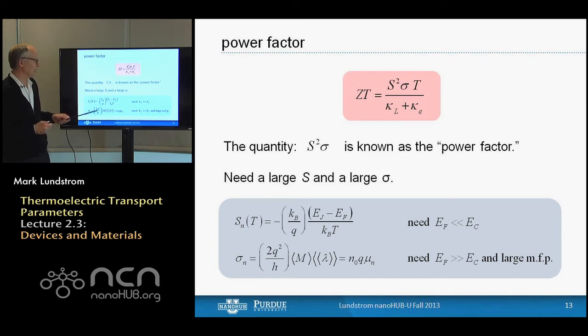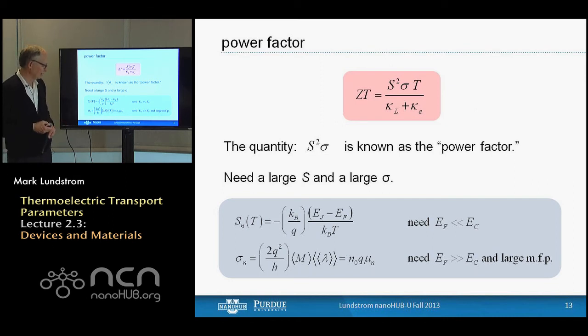The numerator, the term S squared sigma, is called the power factor. And you can see that we need a large Seebeck coefficient and we need a large conductivity to get a large power factor. Now remember our Seebeck coefficient is related to the difference in the energy at which current flows with respect to the Fermi level. So we would like the current to be flowing at an energy that is much higher than the Fermi energy. So if we have an N-type semiconductor, we'd like a non-degenerate semiconductor. We'd like the Fermi level to be way below the conduction band because most of the current is flowing near the bottom of the conduction band.